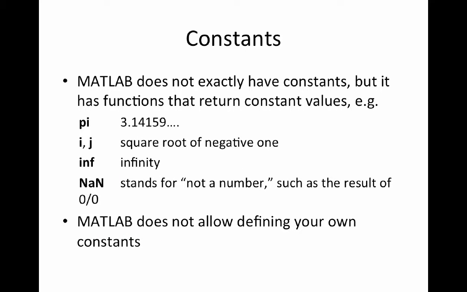MATLAB doesn't exactly have constants, but what it has is functions that return constant values. So really you can just think of them as being constants. So for example, it has this built-in constant pi. It also has both i and j as the square root of -1. Inf is a built-in constant for infinity. And NaN is a built-in constant mathematicians use a lot. It stands for not a number. It's what you get, for example, if you try to divide 0 by 0. One thing MATLAB does not do is it does not allow you to define your own constants.